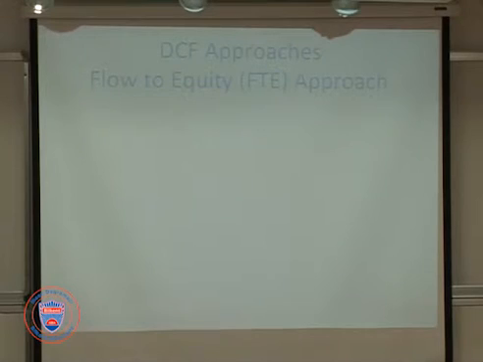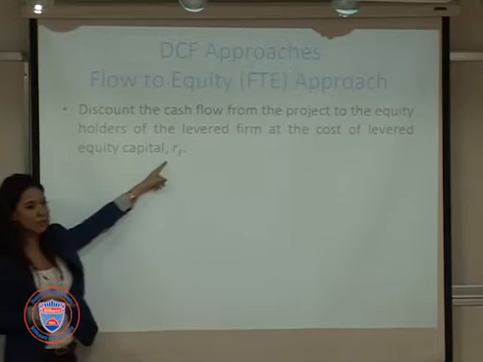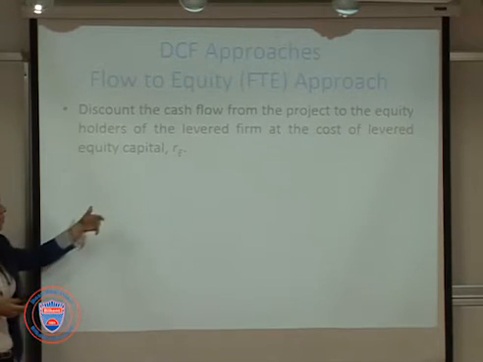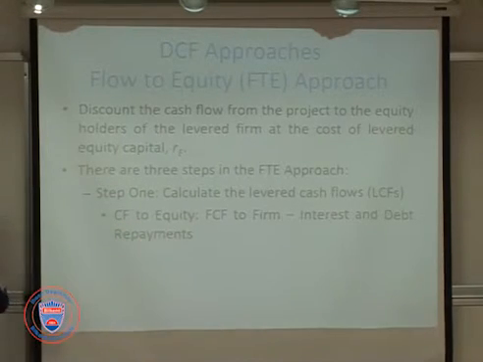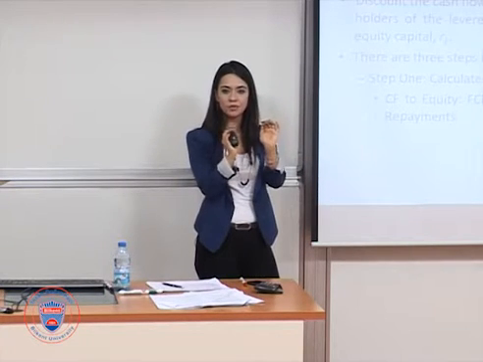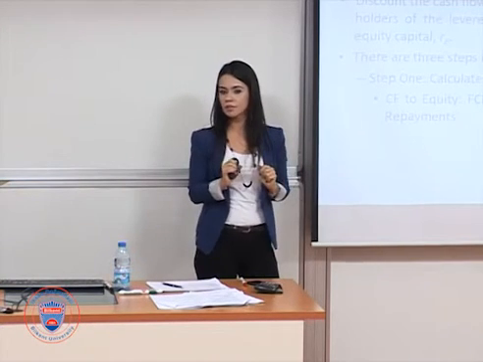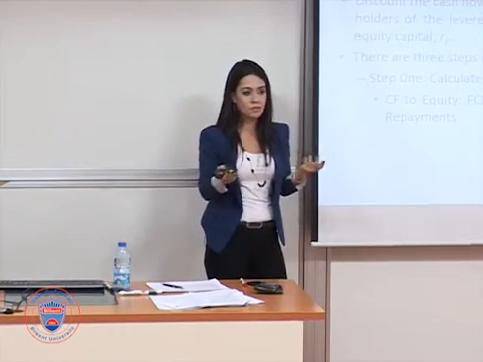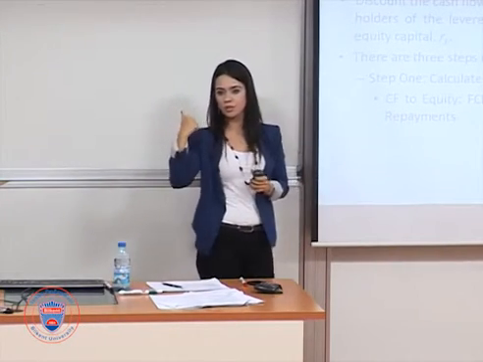The second approach is the flow to equity approach. So this time, we're going to be interested in what equity holders are actually getting. So what am I going to do? I'm going to use cost of equity to discount the cash flows, and I'm actually going to use the cash flow to equity. So instead of using all the cash flows related to the project, I will just focus on cash flow to shareholders, and I will discount those with cost of equity. So I'm doing something very consistent, actually. Look at cash flow to equity holders, discount them by cost of equity. Okay?